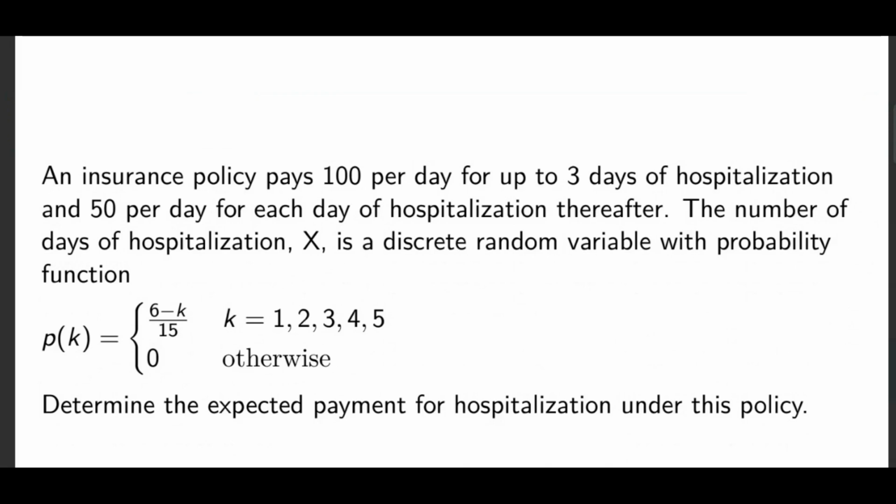So this will help you test your understanding of expected values with a slightly non-trivial kind of distribution. So an insurance policy pays 100 per day for up to 3 days of hospitalization, and then 50 per day for each day of hospitalization thereafter. The number of days of hospitalization is this variable. This is the variable that talks about how many days you are in hospital. Now, how likely are you to be in hospital for 1 day, 2, up to 5? According to this model, you can't be in hospital more than 5 days. Determine the expected payment for hospitalization at this point.